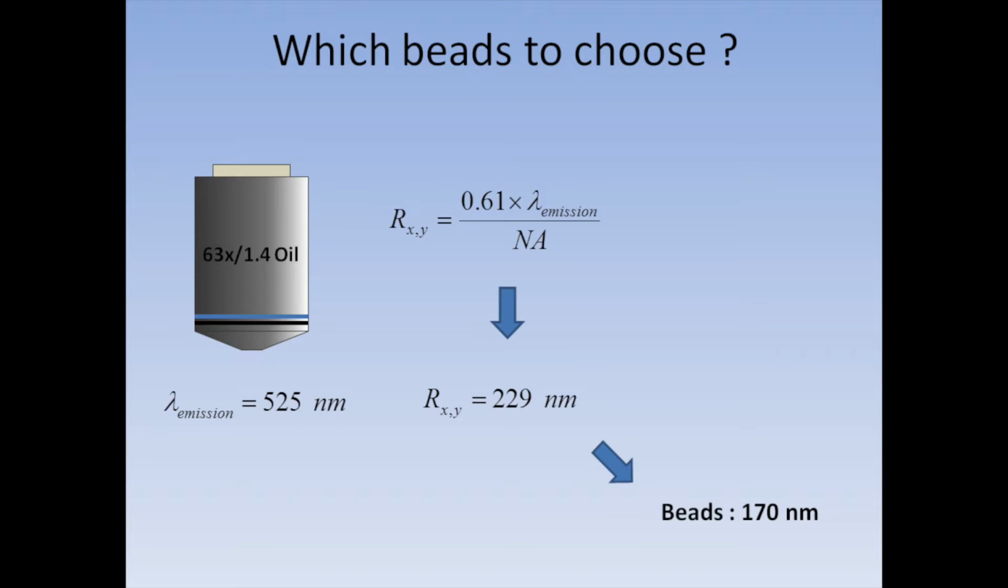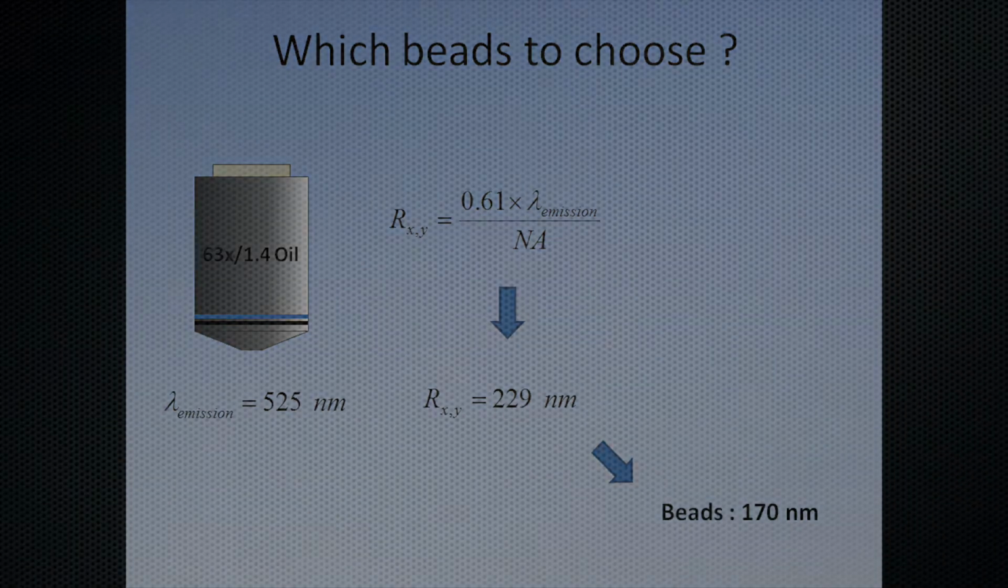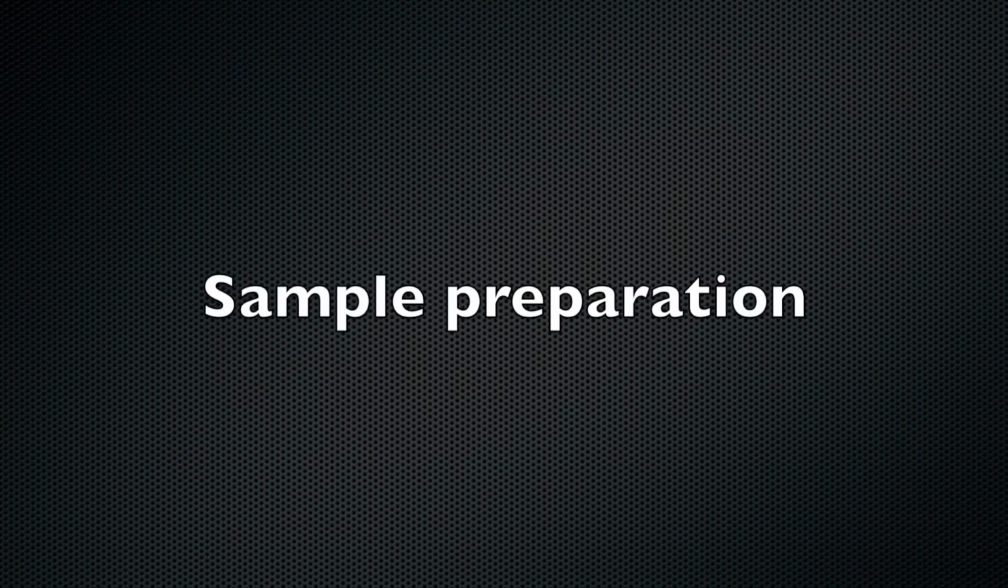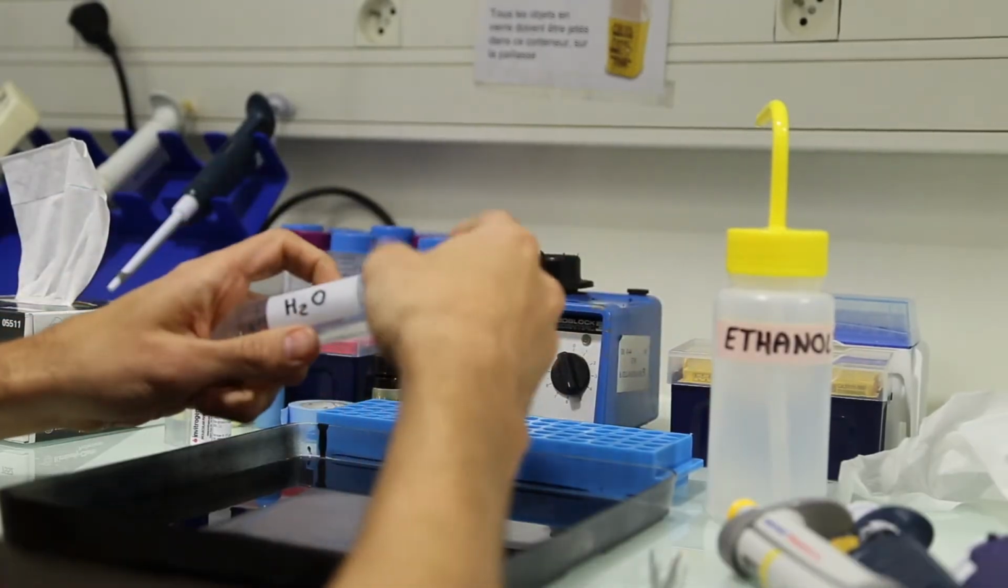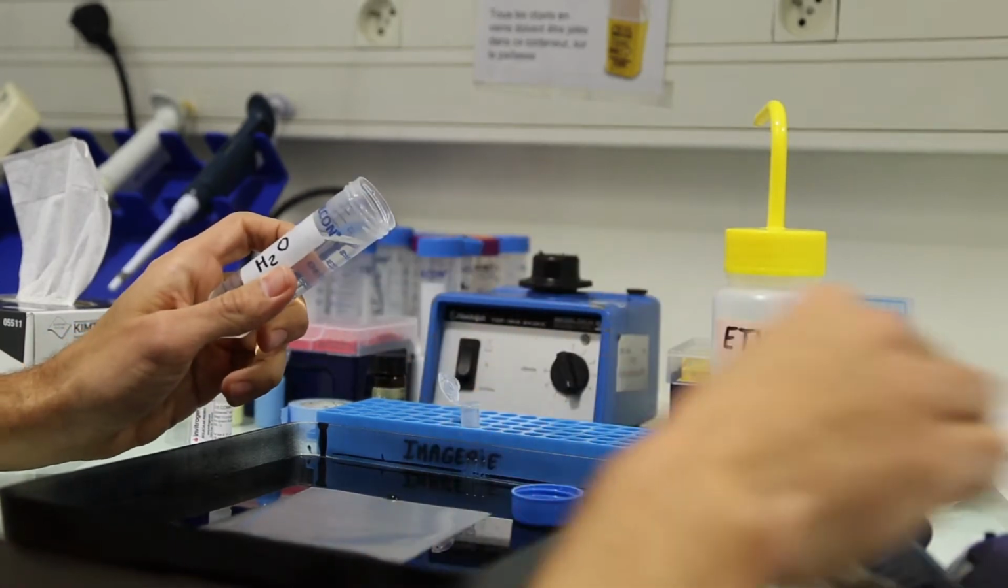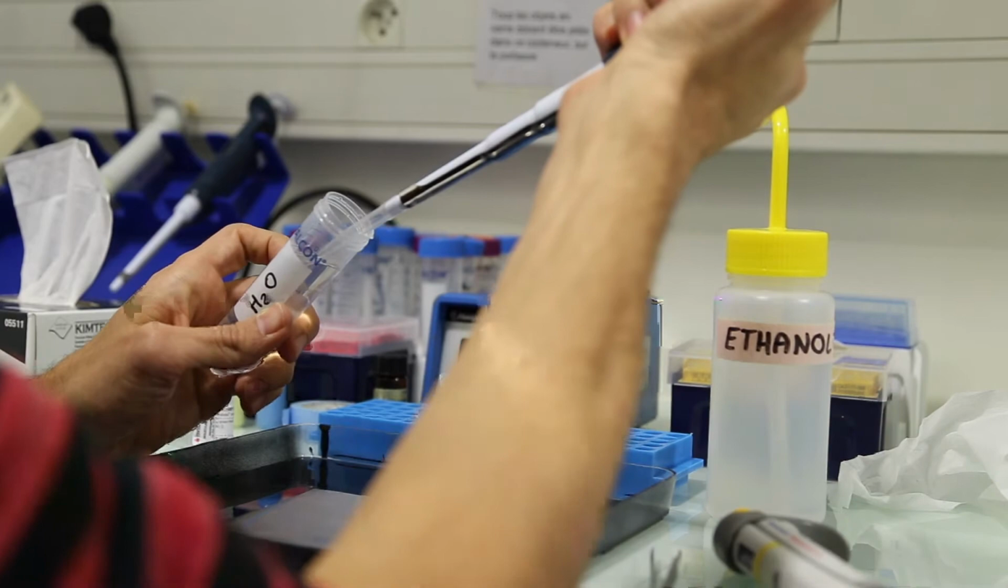To obtain a high signal-to-noise ratio, we choose monocolor beads. It's convenient to use multicolor beads because we can also measure chromatic aberration, but as their typical size is 200 nanometers, PSF measurement for high magnification objectives will be less precise. It all depends on what we want to monitor.